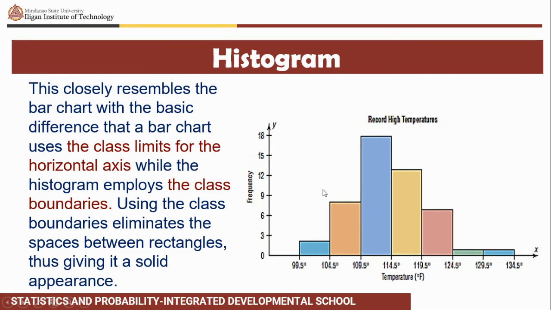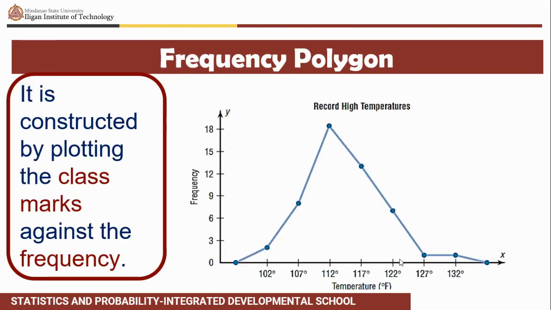If we are to compare the histogram and the bar graph, for the bar graph, there are spaces between bars, but in the histogram, you cannot see spaces. There are no spaces between bars, and the x-axis is class boundaries. The frequency polygon is constructed by plotting the class marks against the frequency. So for our x-axis, we have the class marks, and for the y-axis, we have the frequencies. For the first class mark, we need to subtract C. So 102 minus C would be our starting point. And for our endpoint, we need the last class mark that we have on our table. This must be plus C for us to make it a polygon.